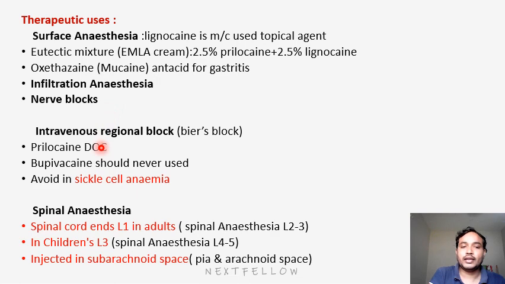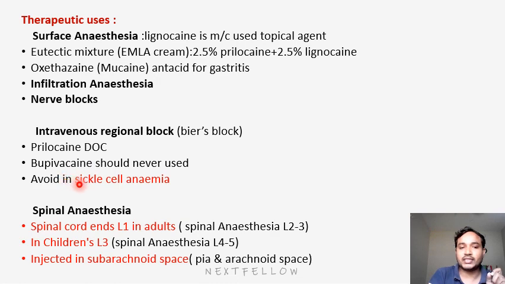Next is intravenous regional block, also known as Bier's block. This is an MCQ. Here the most common drug of choice is prilocaine. Bupivacaine we should not use because it is a cardiotoxic agent. So we will not use bupivacaine. This is also an MCQ.